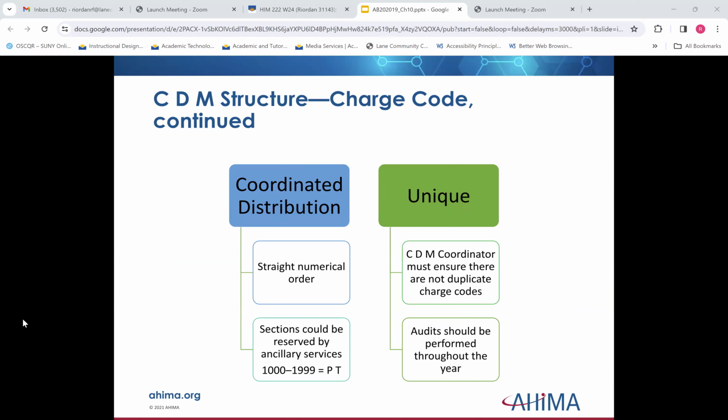And these could either be coordinated distribution or unique. So in other words, with the coordinated, we have a straight numerical order, for example, reserve services for PT. Otherwise, we have unique. And the unique types of charge codes is basically making sure we don't have duplicate charges. And again, this is a great area for people who are new to health information management, who maybe are newly graduated RHITs or what have you. A lot of them start off here with working with the charge master.